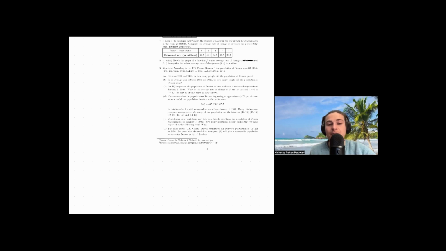in that case it would be using the estimate of the model for the population of Denver in 1996 and subtracting it from the amount of people in 1995. Actually, I'm sorry, I take that back. Let's use how many additional people the city expects in the following year. I take back my take back. No, it is going to be P of 16 minus P of 15.